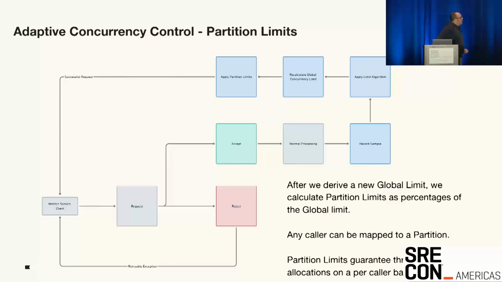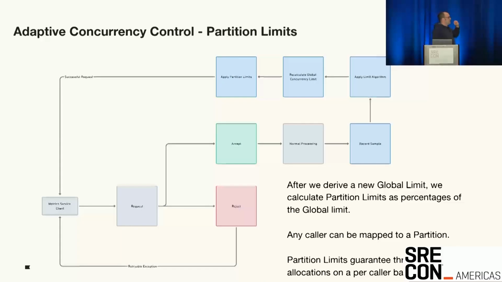Right? So this last box, I know it's small, but after we do our recalculation loop and come up with a new limit, we consider that our global limit. So if currently the health of our service tells us we can support 50 concurrent requests, we do one more step, and that is after we derive the global limit, we calculate partitions.